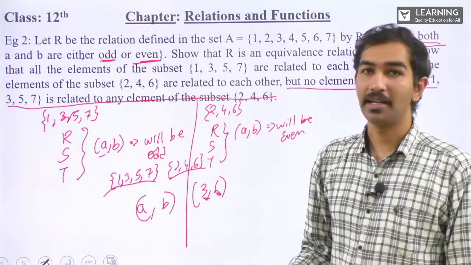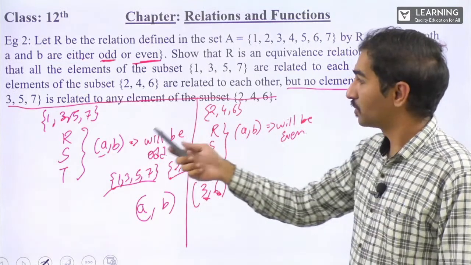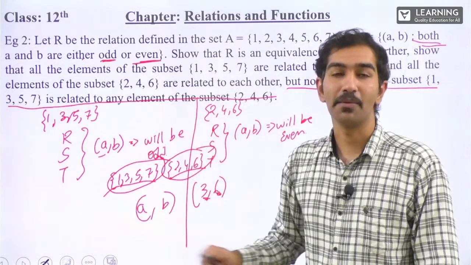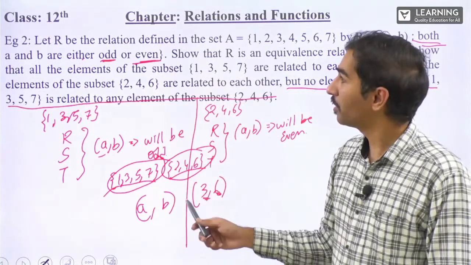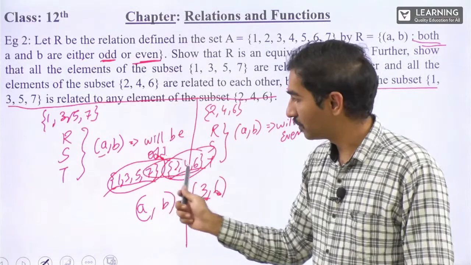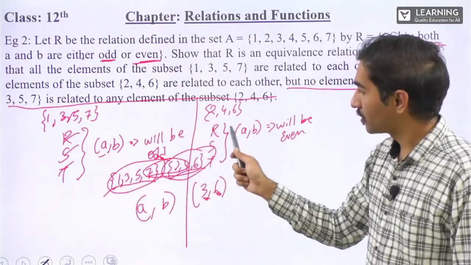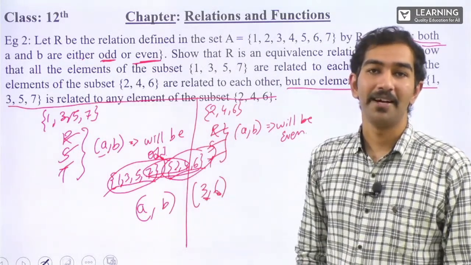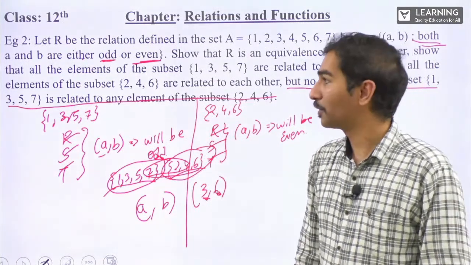Therefore we can tell that no element of the subset {1, 3, 5, 7} is related to any element of {2, 4, 6}. What is the reason, students? Because one will be odd and the other even; it will not be either both odd or both even. So that is the reason. {1, 3, 5, 7} is related within itself, all the three, and {2, 4, 6} is also related within itself, but these two subsets are not related to each other. I hope you understood this. Any doubts, please do comment in the comment section. We'll be seeing that. Okay, moving on to the next question.